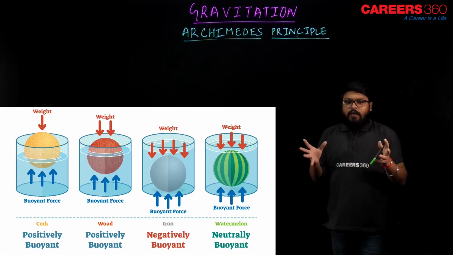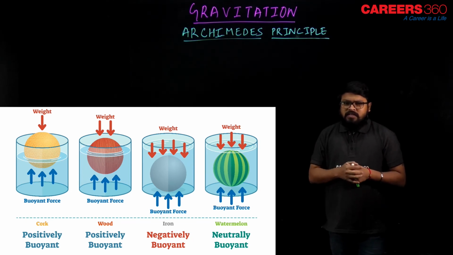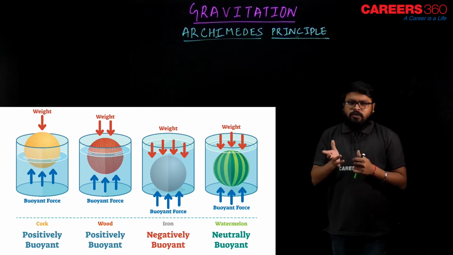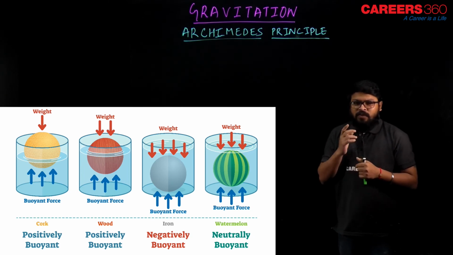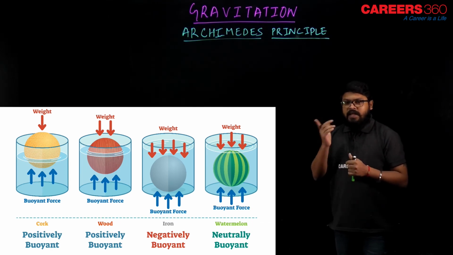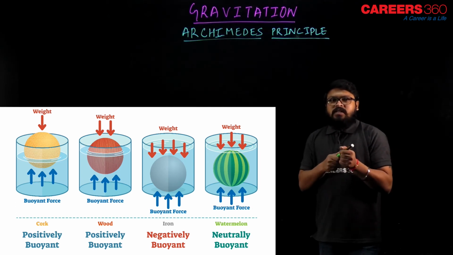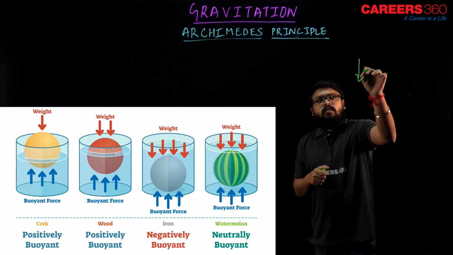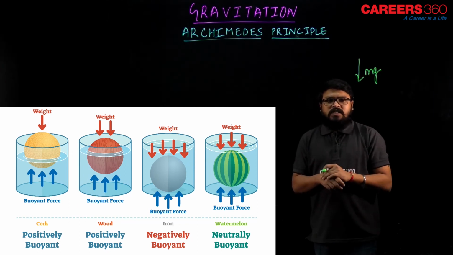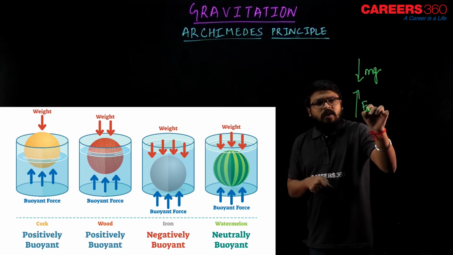As you can see, there are different objects: first cork, second wood, third iron, fourth watermelon. In the first case, cork, the density of the cork is lesser than the density of the fluid, that's why it is floating, immersed partially. You can say there is more buoyancy force, because the weight mg acts downward and the force of buoyancy acts upward.